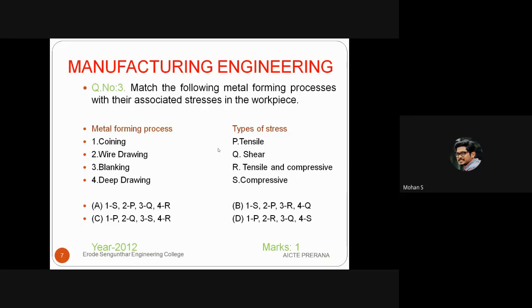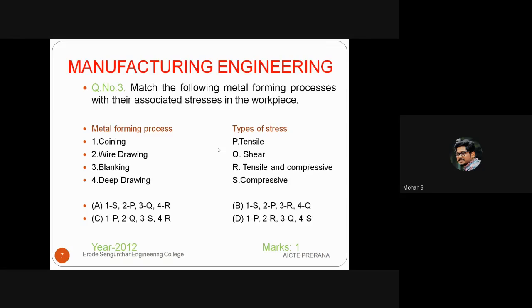Then third, blanking they have paired with shear stress, and move on to the next option they have given us. For coining they have given us compressive stress. Then for wire drawing they have given us tensile stress. For blanking they have given us tensile and compressive stress. And for redrawing they have paired it with shear stress.